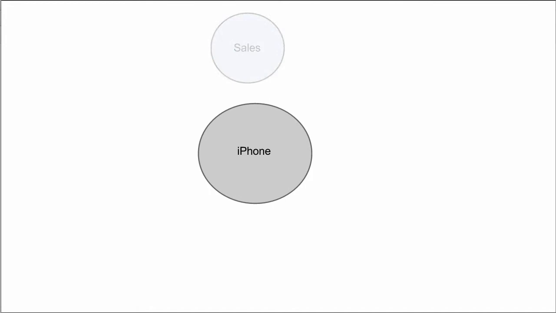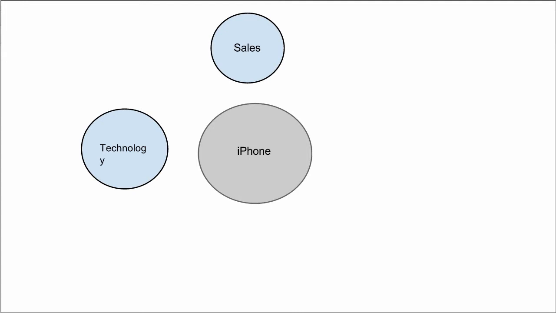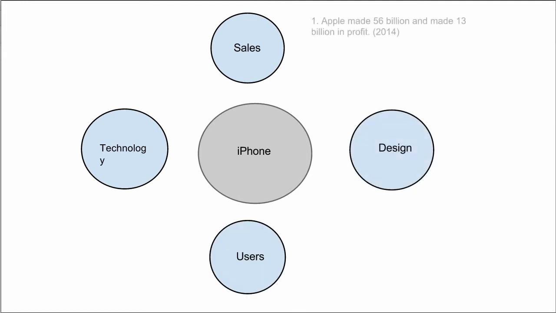Here's an example. First, sales of the iPhone. That was what came to my mind. You might come up with other things, but here are 4 ideas. Sales. Second one, technology. The design of the iPhone, right? And the users of the iPhone. So for these 4 big ideas or categories related to the iPhone, I want to talk about the sales of the iPhone, the technology that's in the iPhone, the design of the iPhone, and the users of the iPhone.